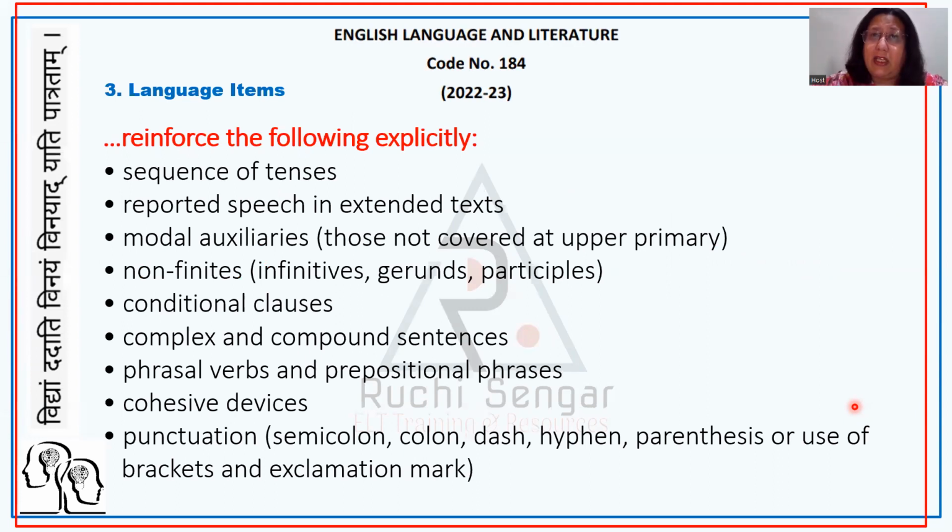Number 3 of the initial pages, language items. And they say a lot of it has already been done up to class 8, even in class 9. So in class 10, we want you to reinforce the following explicitly. What does reinforce suggest? That it is something new, or has it been done before? Already done before. Very good.